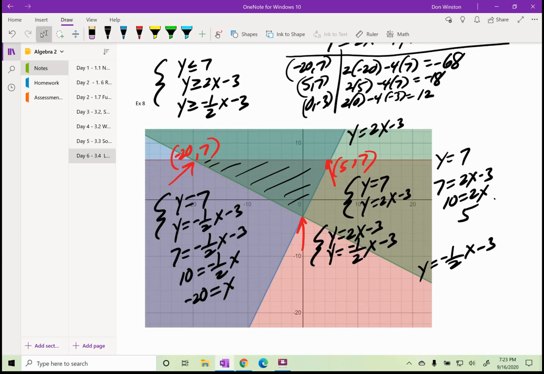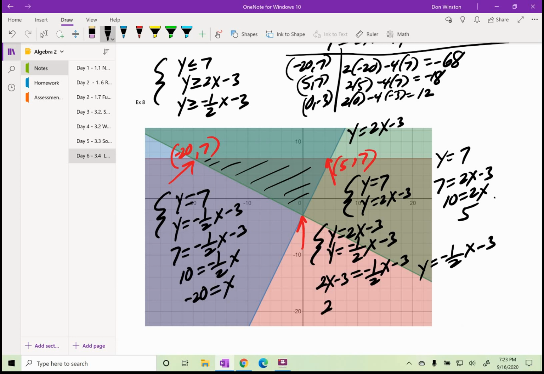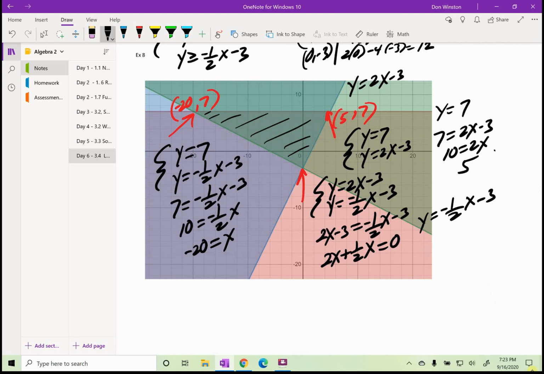So again, you set y equal to y. 2x minus 3 equals negative 1/2 x minus 3. Add 1/2 x to both sides, add 3, and what you get is 2x plus 1/2 x equals 0. So 2 and 1/2, or 5/2 x, equals 0. x equals 0. Okay, so that corner point then has x equal to 0.